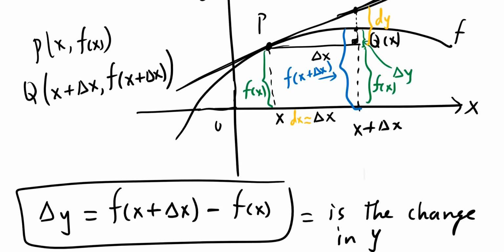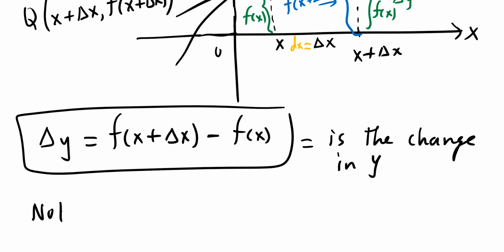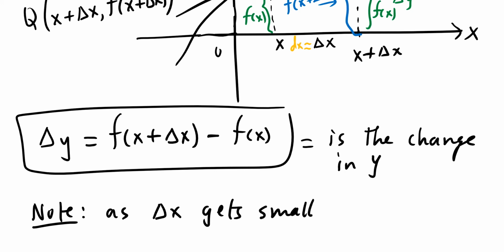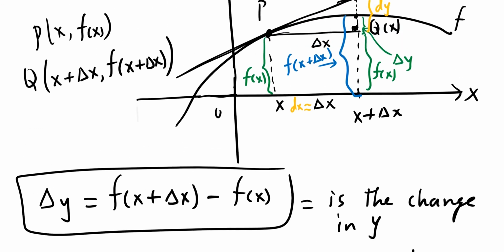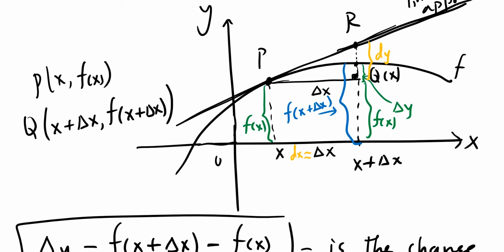So how are we going to work on this? First thing, note, as delta x gets smaller, then dy becomes almost the same as delta y. So in other words, if we fix point P there on the graph, and we move point R toward point P, that vertical distance, dy, is going to get smaller and smaller, and delta y will get smaller and smaller at the same time. So they will get really close to each other.